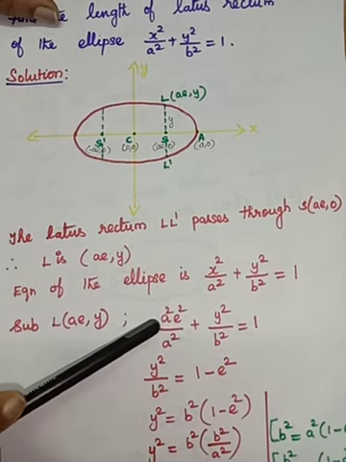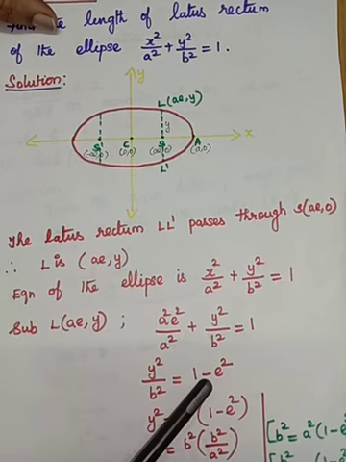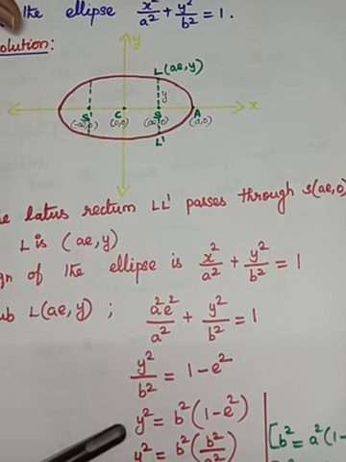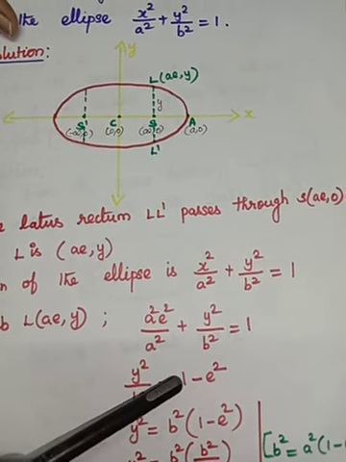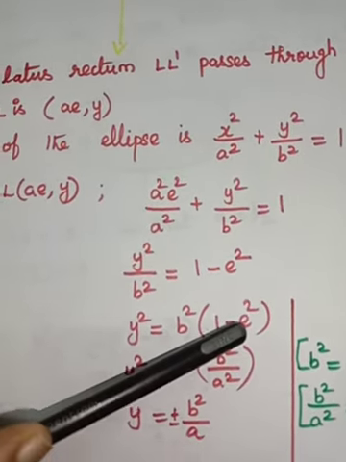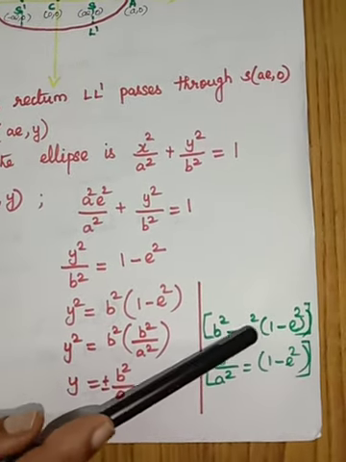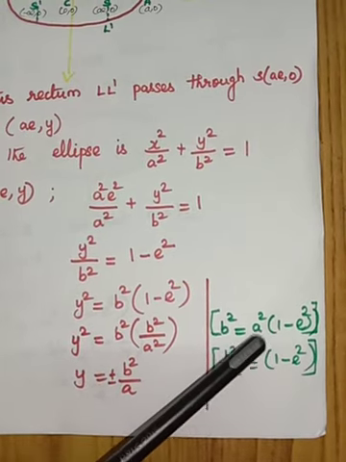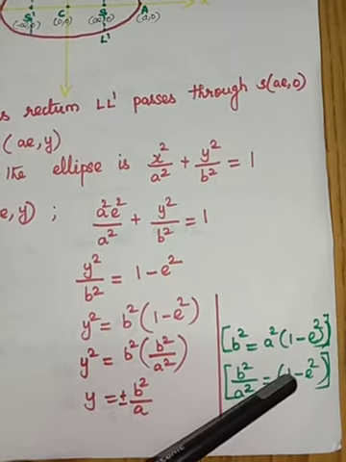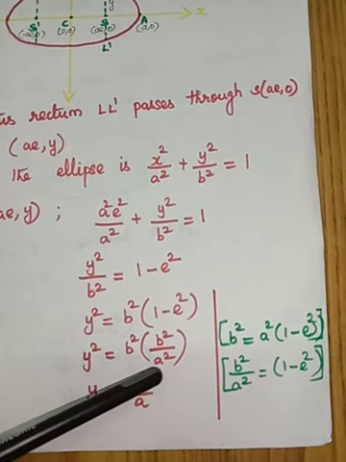So a squared gets cancelled. This e squared, when you take it to the other side, becomes minus e squared. So y squared by b squared is equal to 1 minus e squared. So y squared is b squared into 1 minus e squared. We know the relation in ellipse: b squared is equal to a squared into 1 minus e squared. Bring this a squared to the left side, so b squared by a squared is equal to 1 minus e squared.